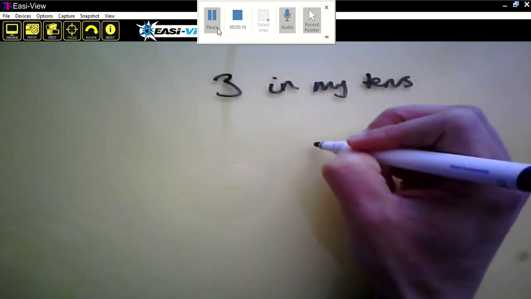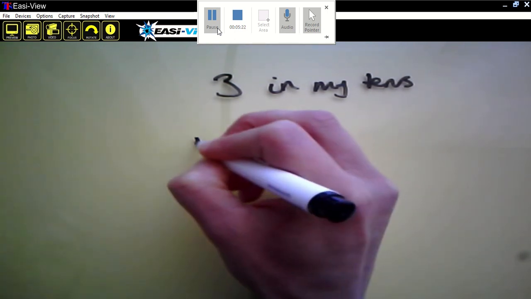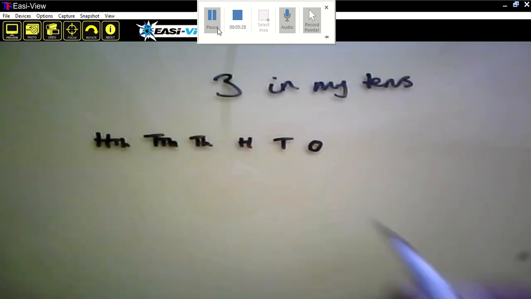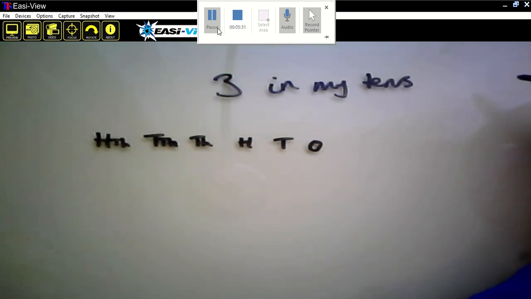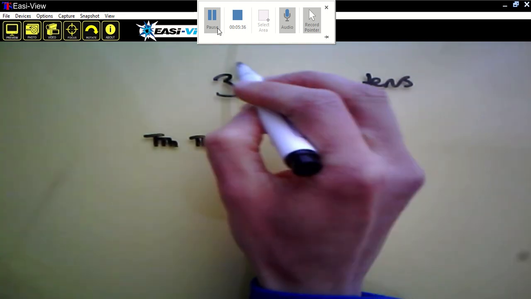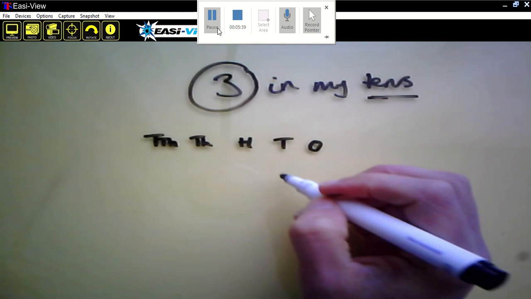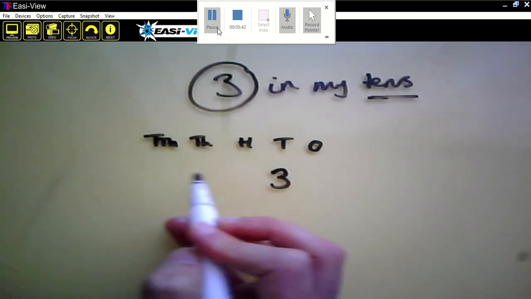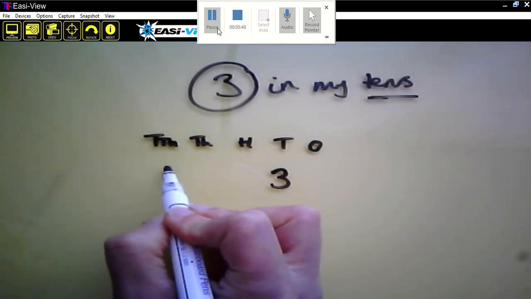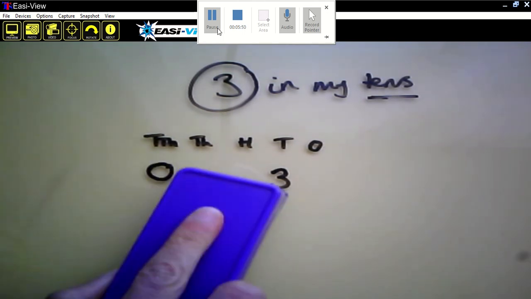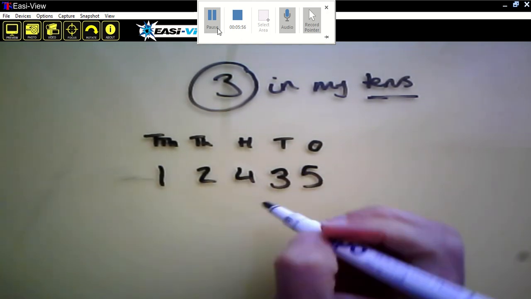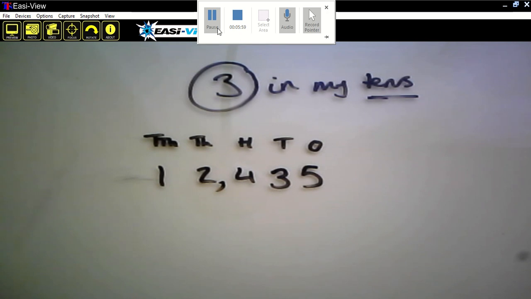Great place to start. If you've forgotten: ones, tens, hundreds, thousands, ten thousands, hundred thousands. Now, it's a 5-digit number, so I can get rid of my hundred thousands. As long as I've got the number that I'm after in the correct column, so for me, I need a 3 in my tens, I can fill in the other place value columns with any numbers, apart from I couldn't have a 0 in my ten thousands. So I'm just going to pop in 1, 2, I'm going to have 4 and 5. Nice number. So I've actually got 12,435.